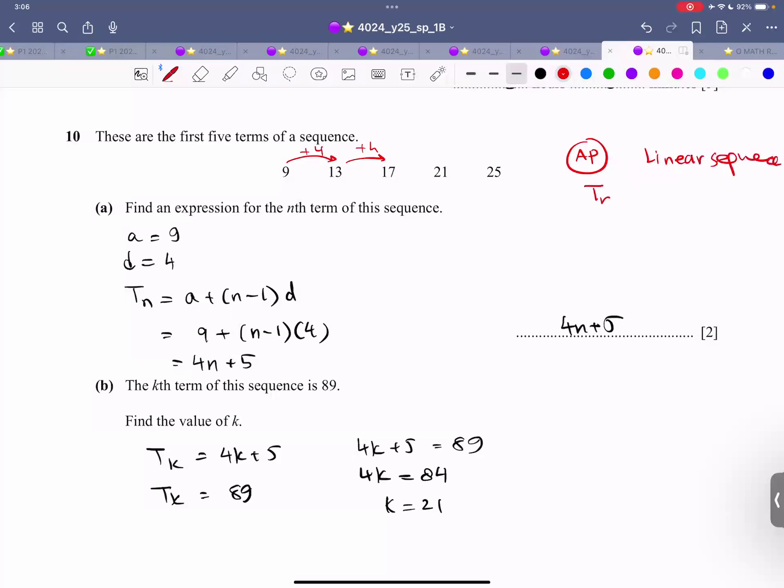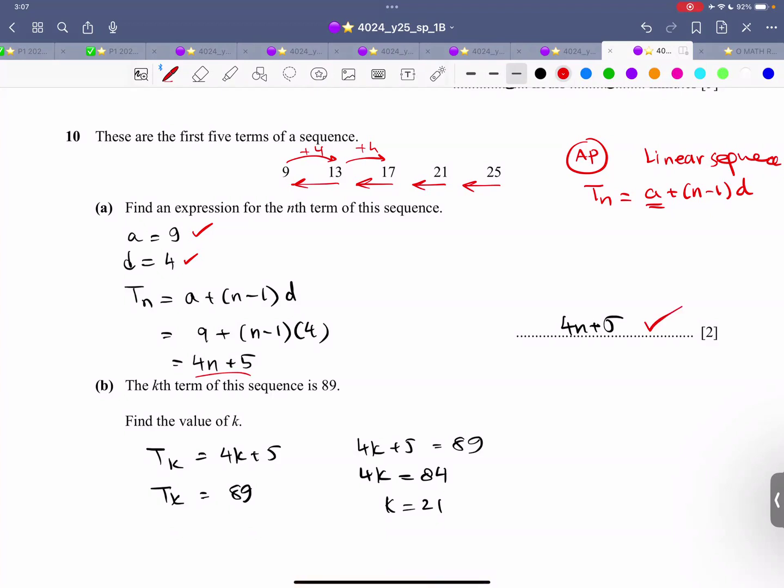So we apply the formula Tn = a + (n - 1)d. a is the first term, which is 9. d is 13 minus 9, or 17 minus 13, or 21 minus 17, or 25 minus 21. So that is 4. Just apply the formula, and you get this answer.